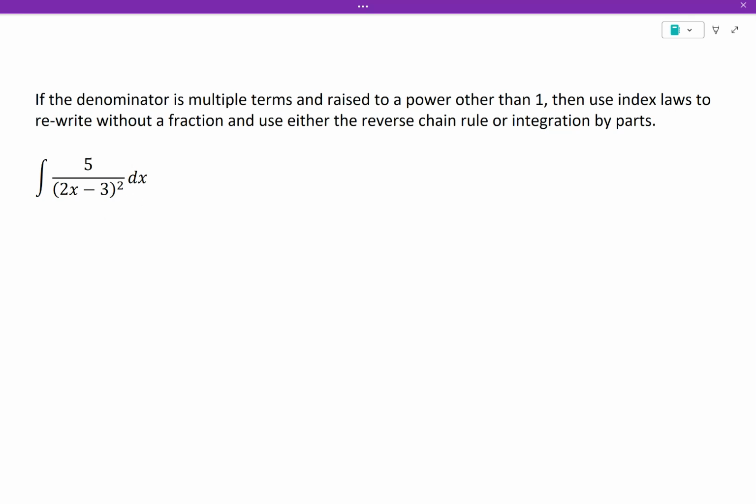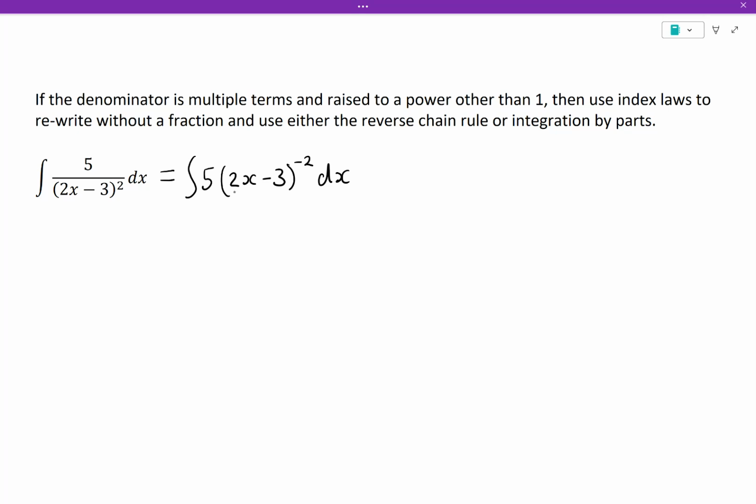In this scenario where the power is something other than 1, what you're going to want to do is rewrite the fraction using indices laws. So we'd have 5, and to bring the denominator up to the top, we would write 2x subtract 3, but it's going to be to the power of negative 2 instead. Once we've done this, we have to consider whether we can use the reverse chain rule or use integration by parts. So let's do a check for the reverse chain rule.